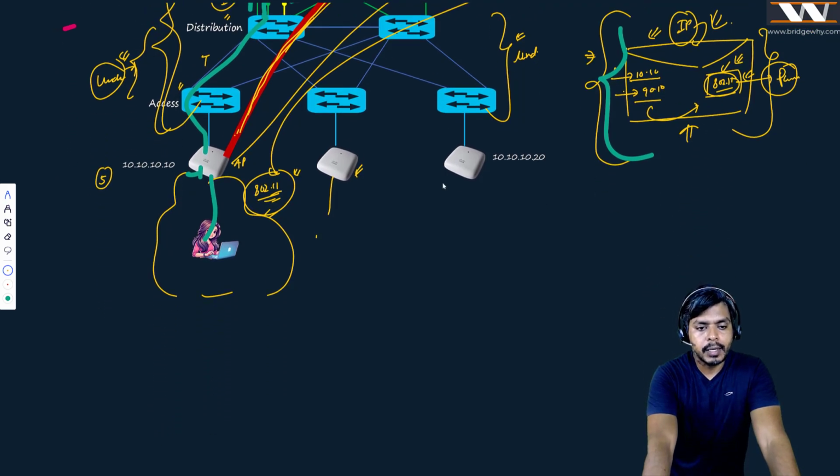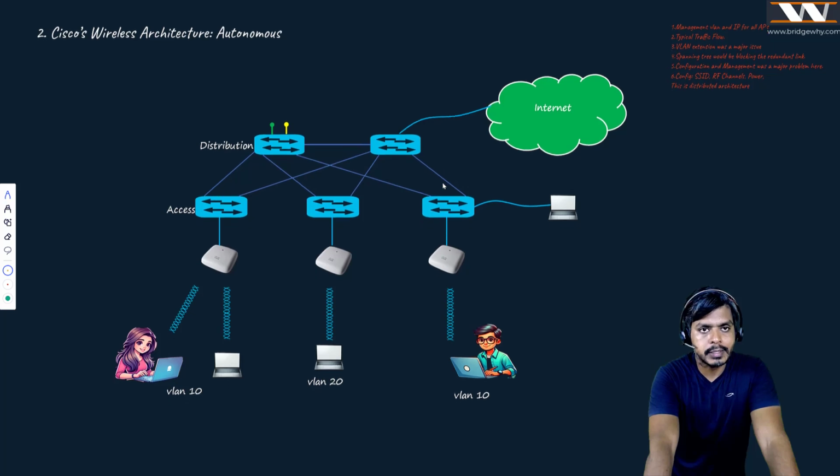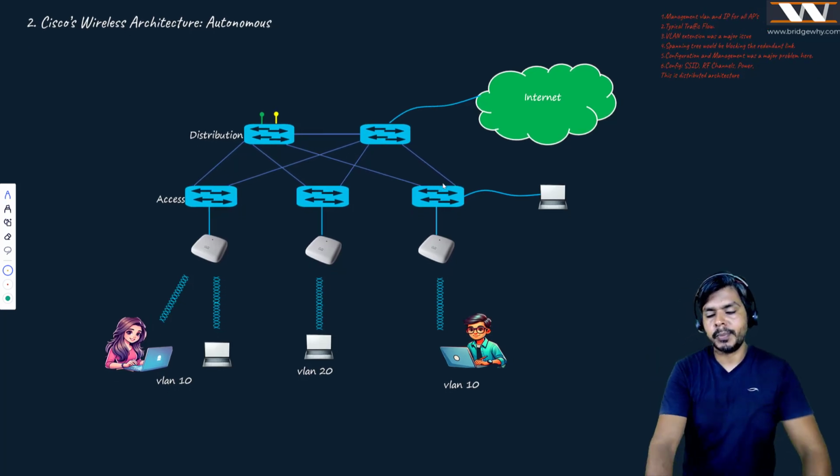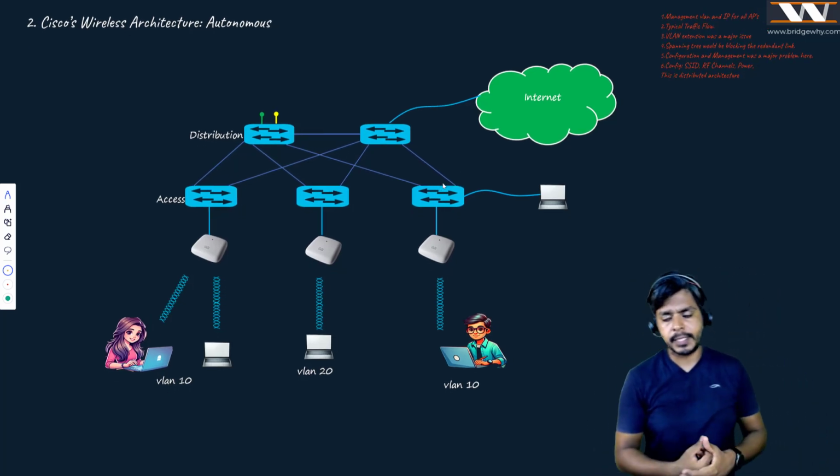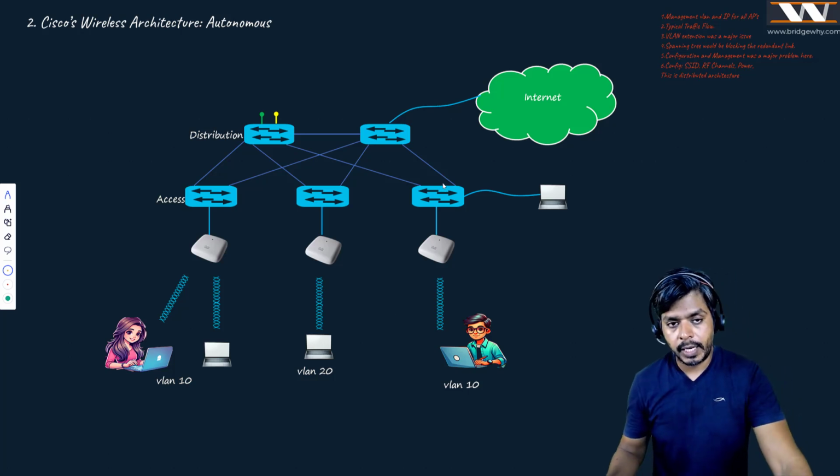Okay, having said that, now let's move towards our architectures. First things first, we are going to talk about autonomous one. What is the meaning? This is what we have been discussing, and we discussed it in the last class.